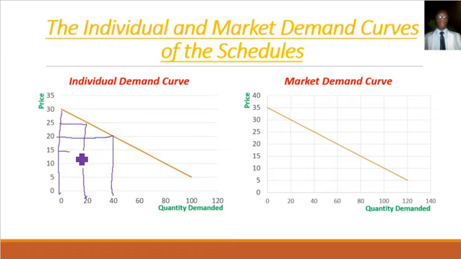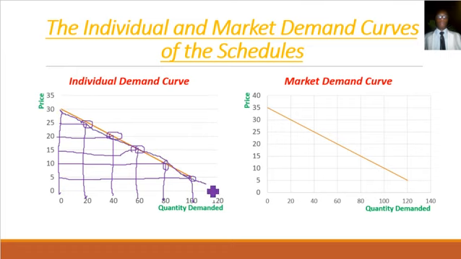At 15 pounds, 60 units were demanded. At 10 pounds, isn't it? 80 units were demanded. And at 5 pounds, you have 100 units demanded. So there are these 5 coordinates here: the first coordinate, the second, the third, the fourth, and the fifth. What you do is use a straight line to join the coordinates together with a ruler, and that will give you the demand curve.